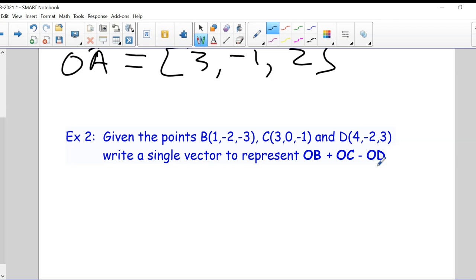My guess is Pythagoras' theorem again, Adam says, but I'm not sure. Pythagoras' theorem, I would agree with you if I was trying to find a distance, but I'm not trying to find a distance this time. What I'm trying to find is a vector. You see what I'm saying? We'll get to the distance later. Right now, all we're really trying to find is one vector, it says right here, a single vector to represent the vector OB plus OC minus the OD vector, right?